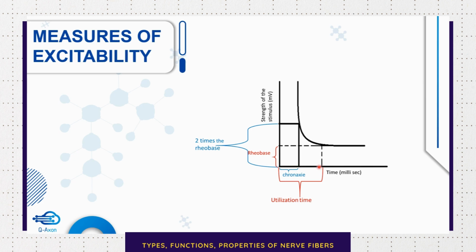Now, to plot chronaxy on the y-axis, you mark double the rheobase. Draw a horizontal to intersect the graph and then drop a vertical. So this becomes the chronaxy. So on this graph, you have now plotted all the parameters that we talked about. So this is the strength duration curve.